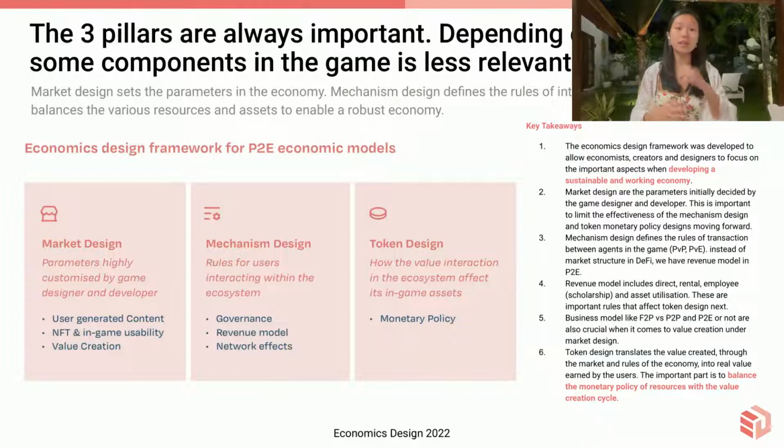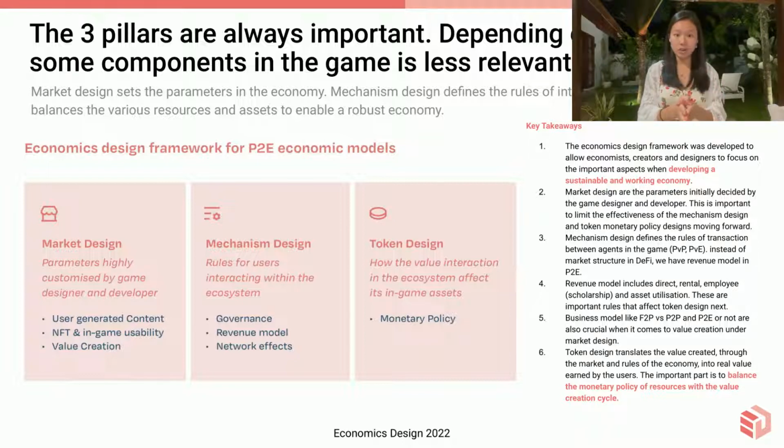So these three pillars are always important. Depending on the game, some components in market design, mechanism design, and/or token design can be less relevant or more relevant than others. So to summarize: market design, mechanism design, token design. Market design, these parameters are highly customized by the game designer and game developer. We look at UGC, user-generated content, NFTs and in-game usability, as well as value creation.